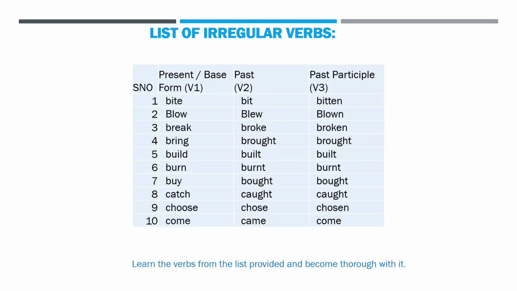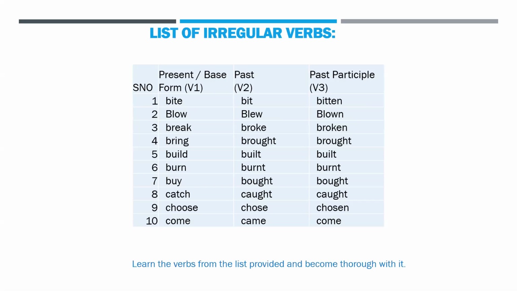So you have bite. In a few of the irregular verbs, the past form V2 and V3 are different. In a few irregular verbs, both the forms are the same. So bite becomes bit, and the past participle is bitten. In the same way, hide becomes hid and hidden. All right. Then blow becomes blew. Blow the balloon, when you blow air, blow. Blew, and the past participle is blown.